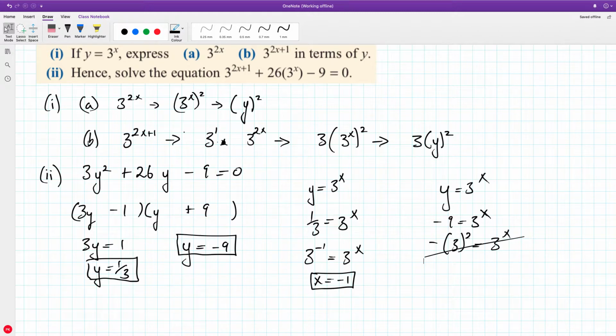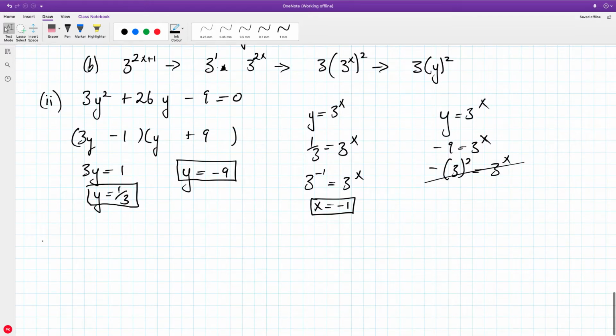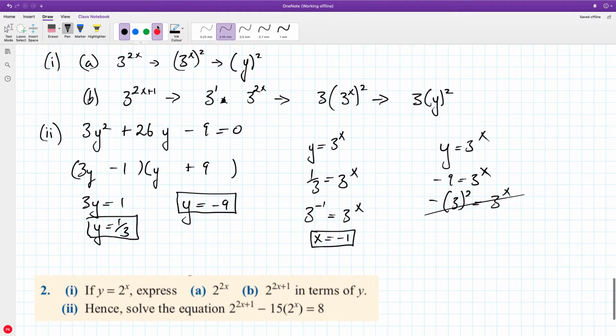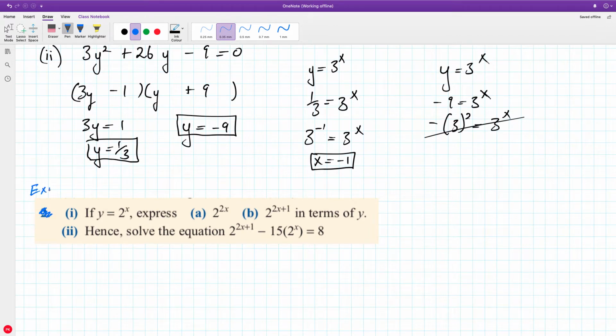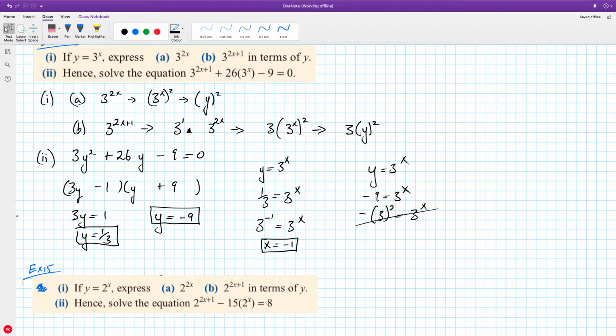Right. Have a go at this one. Yeah, there's only one answer, x equal to minus 1. The other one doesn't work. Double check the answers there.